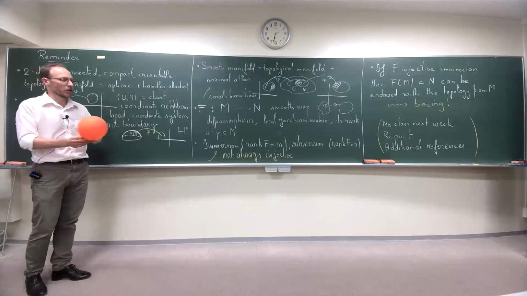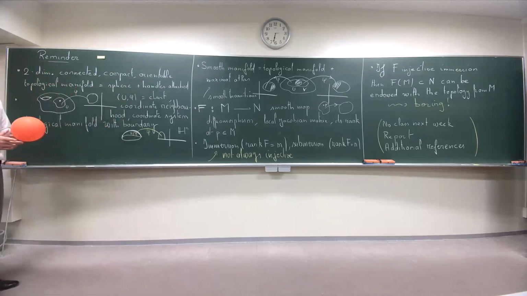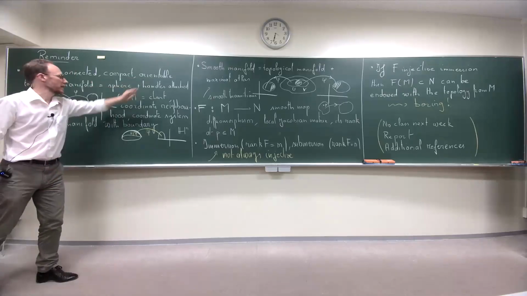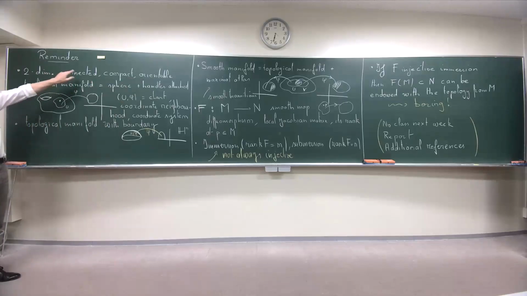I didn't define orientable. I will come back to it, but it means you can walk on this surface and come back with the same orientation. I will be more precise later. But all these two-dimensional connected compact orientable manifolds are in fact a sphere plus handles attached on it, all of them. So this is a result for compact manifolds in 2 dimensions.